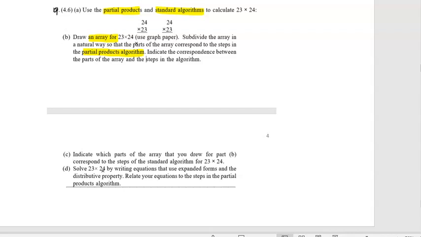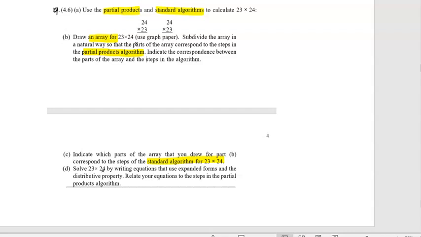So for the partial products method, I need to draw an array. And in part C, it also asks us to indicate which parts of the array that you drew from part B correspond to the steps of the standard algorithm. You can use the same drawing, but it's probably going to be very messy because you have to highlight and label which part is for partial products and which parts are for the standard algorithm. So probably it's better to draw a different array.